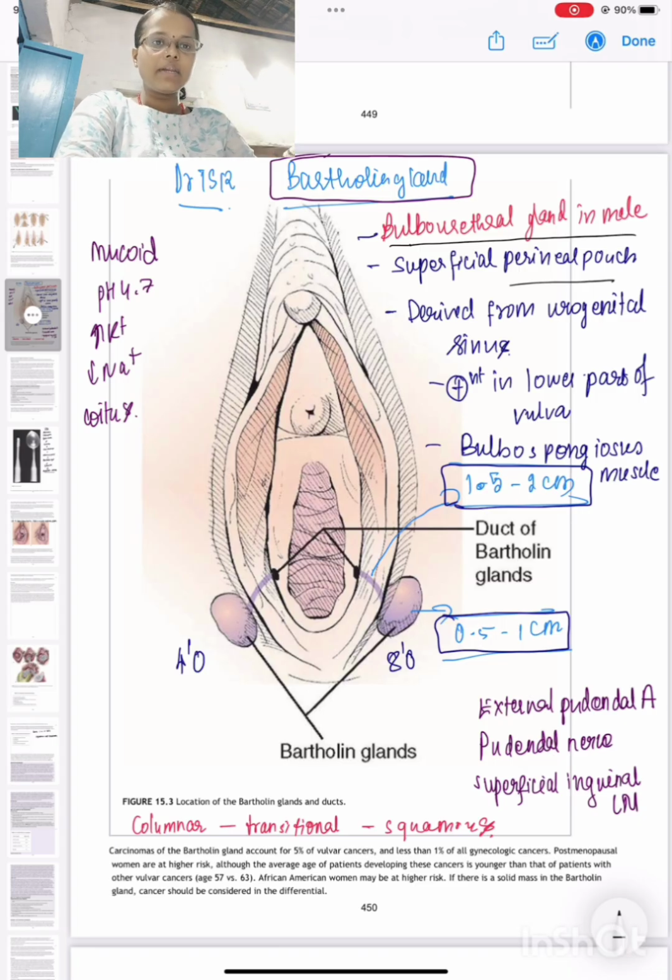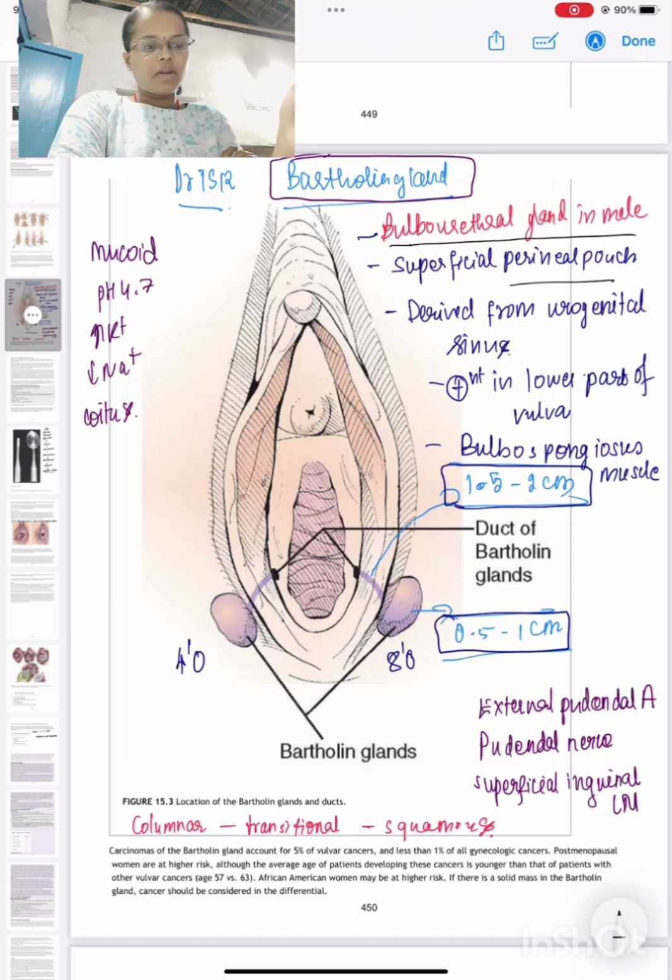Okay, so I have taken the photos from TeLinde's Operative Gynecology textbook. Okay. So Bartholin gland, it is present in the lower part of the vulva. It is covered by bulbospongiosus muscle and it is a counterpart for bulbourethral gland in male. It is present in the superficial perineal pouch.